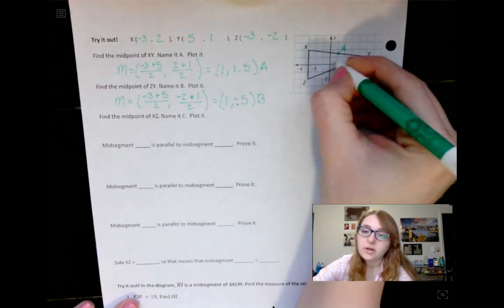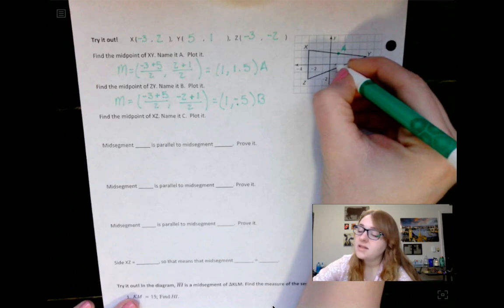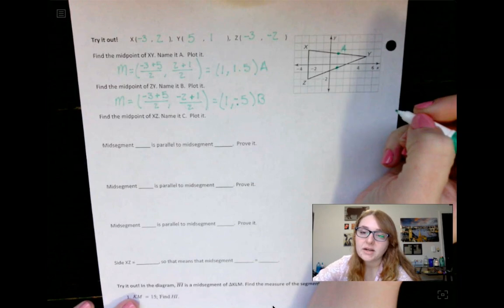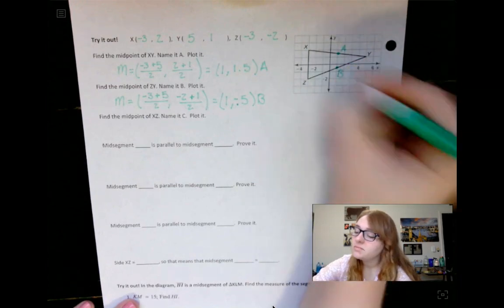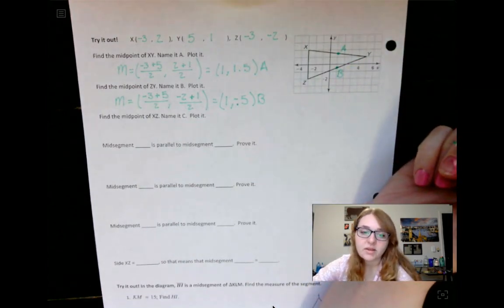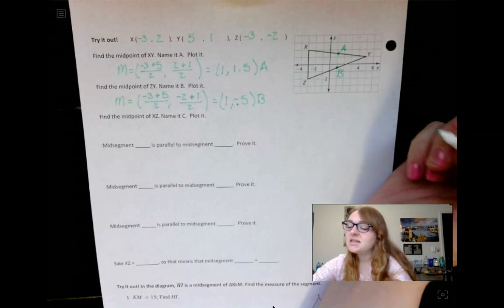So starting at the origin, we're going to move right 1, and then down, since it's -0.5 units, or half a box here. That is point B. And then finally, we're going to find the midpoint of xz here.